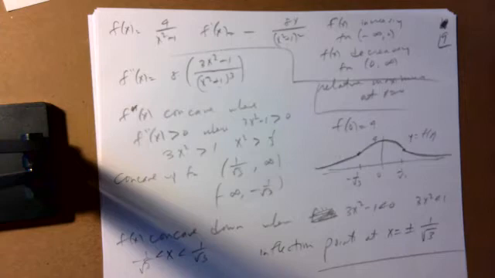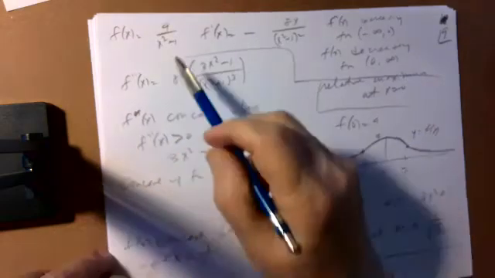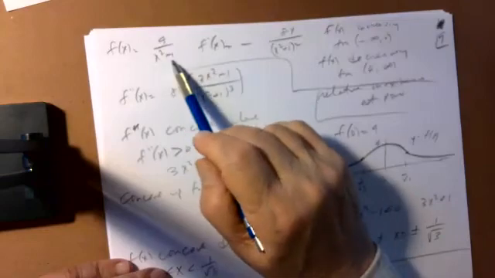Hello? Professor? Yeah. I didn't get the part where you were finding f of x increasing or decreasing. So this is the function. f of x is 4 over x squared plus 1.